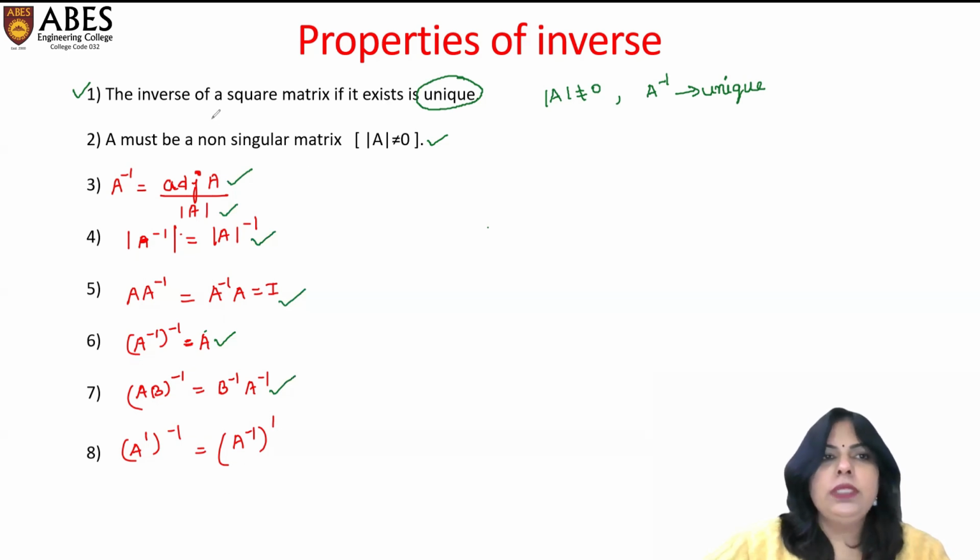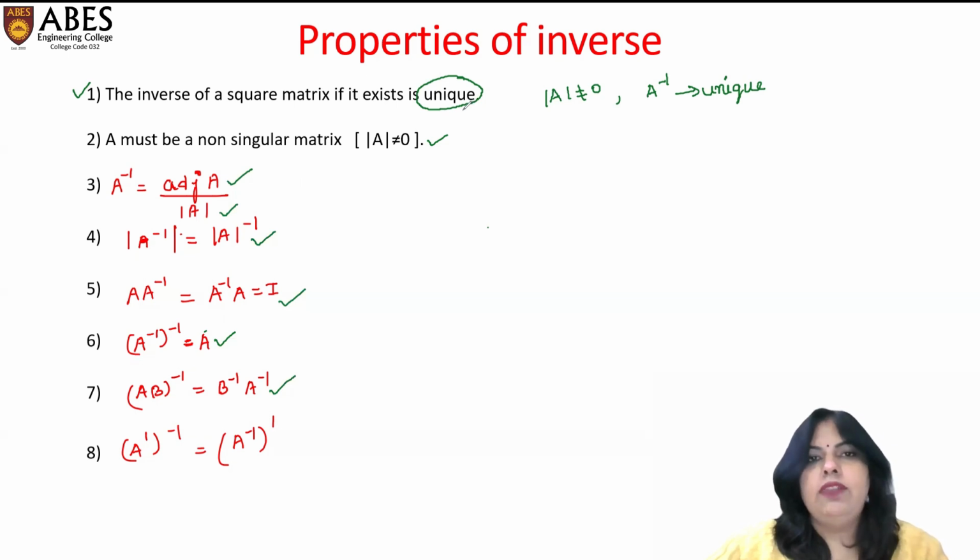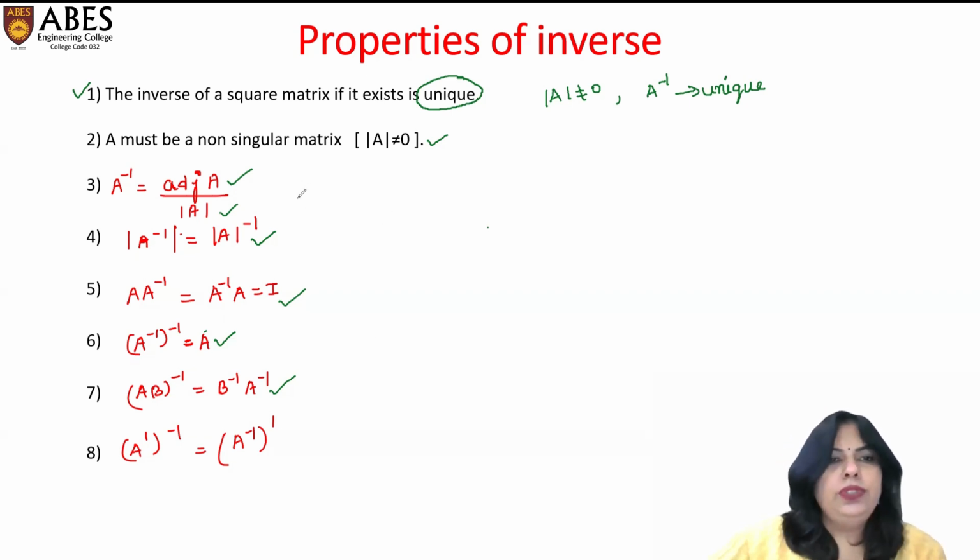The first one is inverse of a matrix is always unique. We can't get 2, 3, 4 inverses of a matrix A. Second one is A must be a non-singular matrix. Then A inverse is equal to adjoint of A upon determinant of A, and so on.